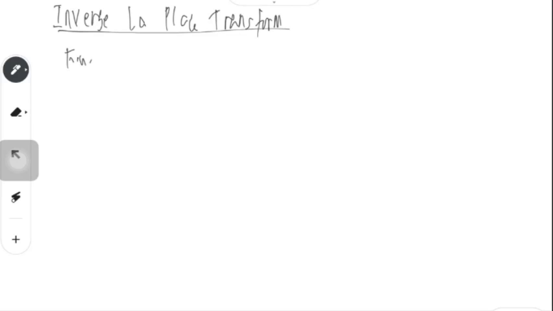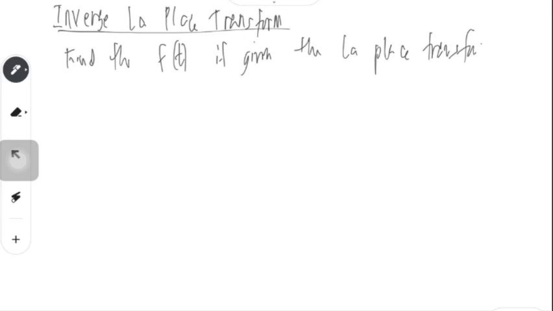Find the function of t if given the Laplace transform 4 all over S minus 3. Yan, that's the problem. Find the function of t if the Laplace transform of that function is 4 over S minus 3.